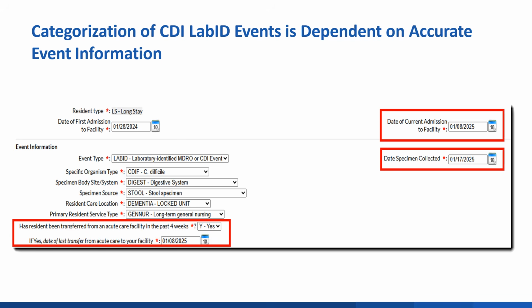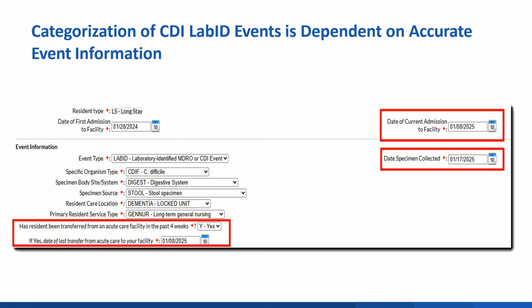LO events are further subclassified as acute care transfer long-term care facility onset, or ACT LO, which are LTCF onset LabID events with a specimen collection date 4 weeks or more following the date of last transfer from an acute care facility, for example, hospital, long-term acute care hospital, or acute inpatient rehab facility.